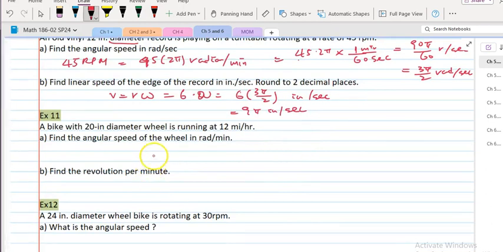Example 11 is about a bike. The bike moves forward, but you can see the wheels are turning, right? So the angle turns for the bike to move. The 20 inches diameter means r equals 10. So always use r. Running at 12 miles per hour, find the angular speed in radian per minute.